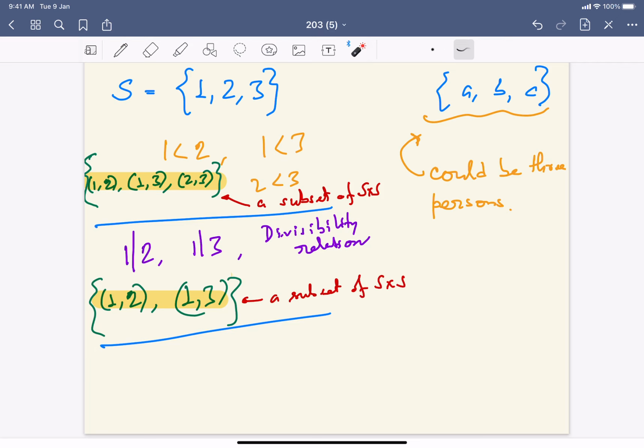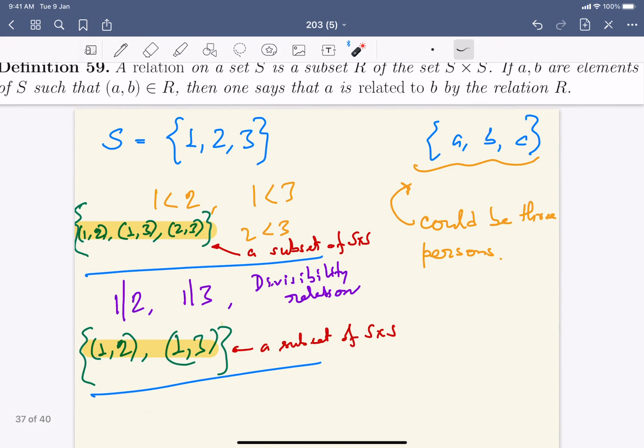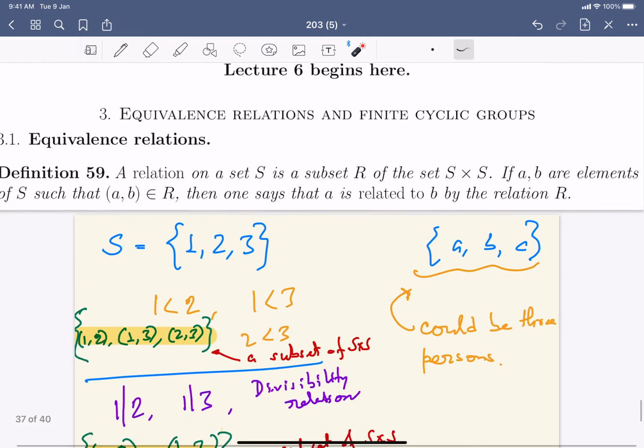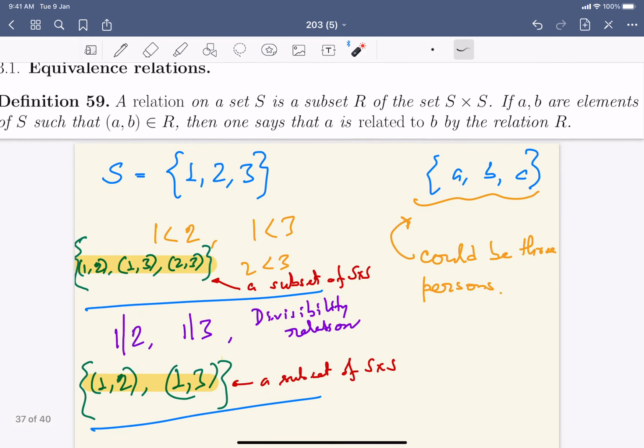So what you see is that this relation, this information, is summarized by this bunch of tuples, or in other words, by this set consisting of certain tuples, and this is a subset of S cross S. Okay, and even here this information is captured by this subset of S cross S, right? So that's what is being highlighted here, or being used as a defining criterion.